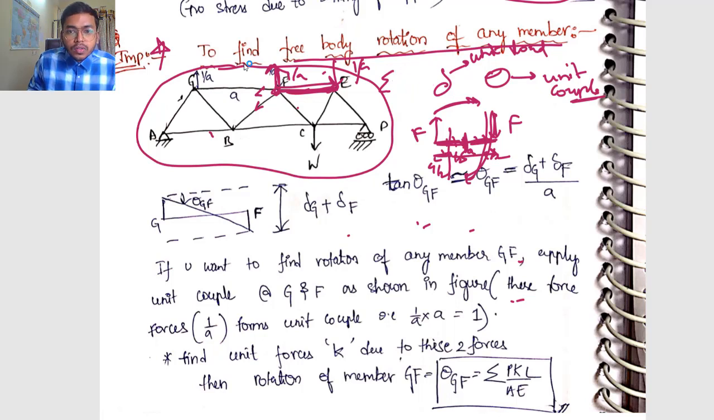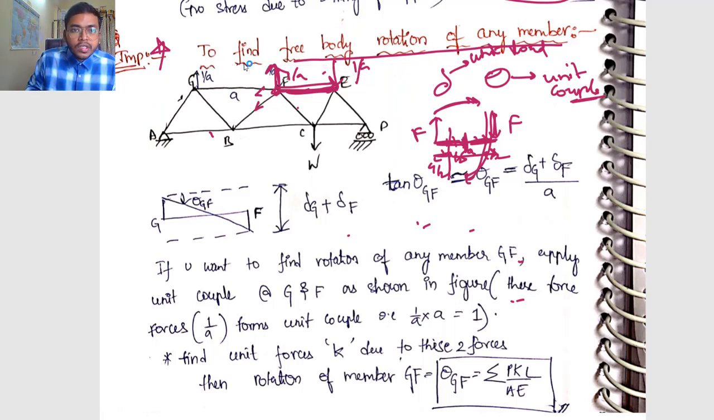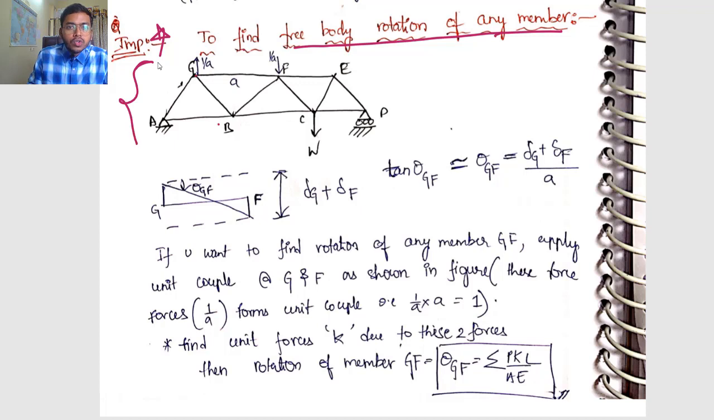Just give me a second, I want to explain one more thing. In the hard copy of the notes, instead of finding the rotation for the member FE, I have found the rotation for the member GF. Same concept: if the distance is a, apply a unit couple 1 by a and 1 by a, find k values, and finally do sigma pkl by AE, and you will get your answer. Simple enough, no issues. But I want to tell you one more hack. What am I teaching you? I am teaching you a hack.